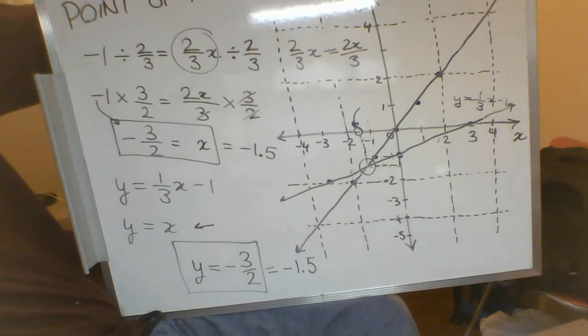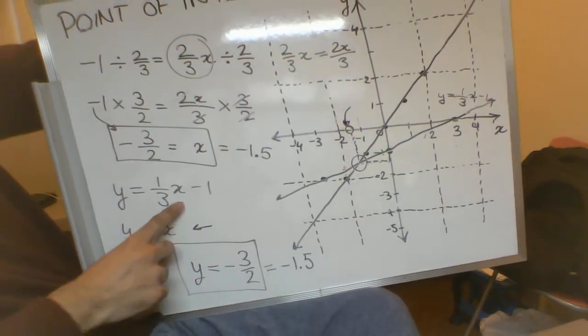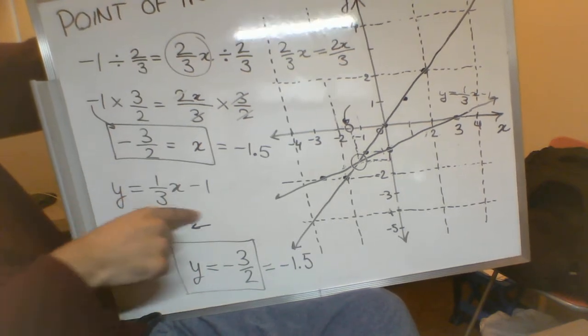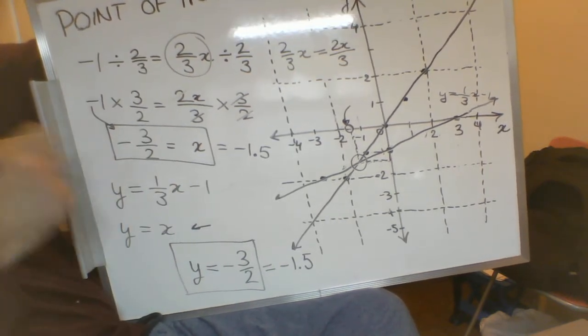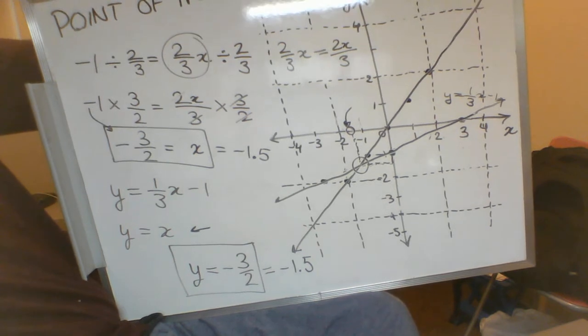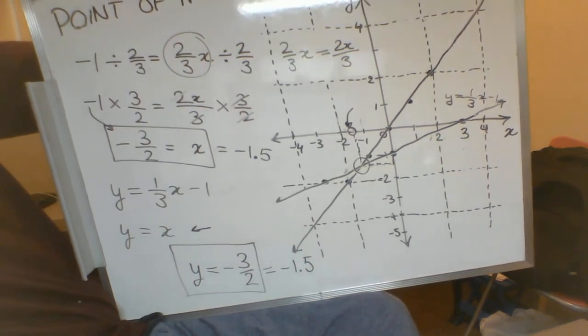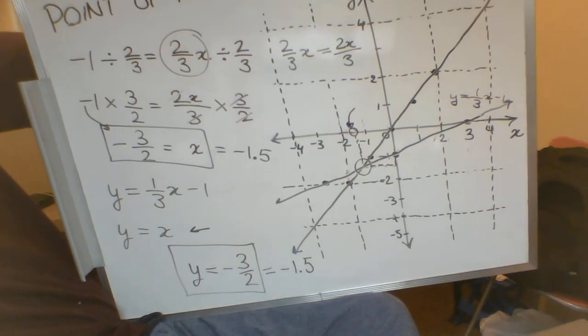If you don't believe that the y value should be the same, try plugging -3/2 for x into the first equation, so this one right here, and let me know if you get the same answer or a different one. I subbed it into both of them, and I got -3/2 both ways, so I'm pretty confident in my answer.